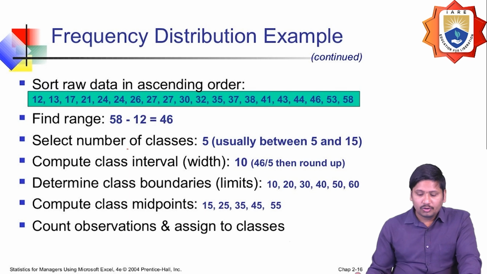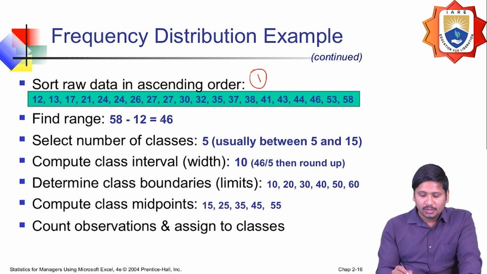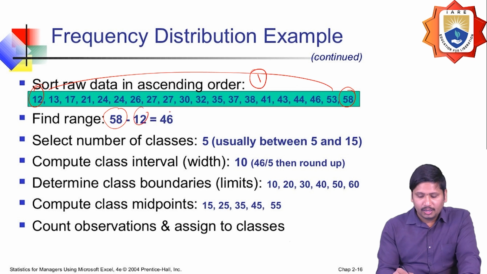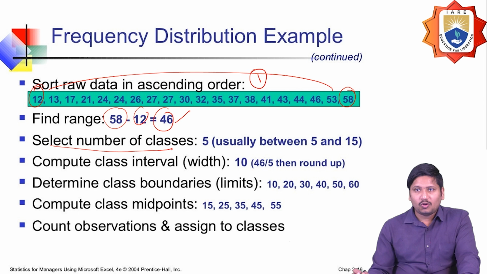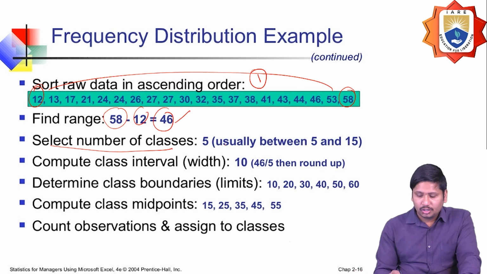So for this, what you have to do is, first, we have to sort the data into ascending order. Then once the data is sorted, we have to find the range. 58 is the highest value and the lowest is 12. So we subtract these and get the range here. Then select the number of classes, how many it will be. Usually it should be between 5 and 15. So I'm taking it as 5, and compute the class interval width.